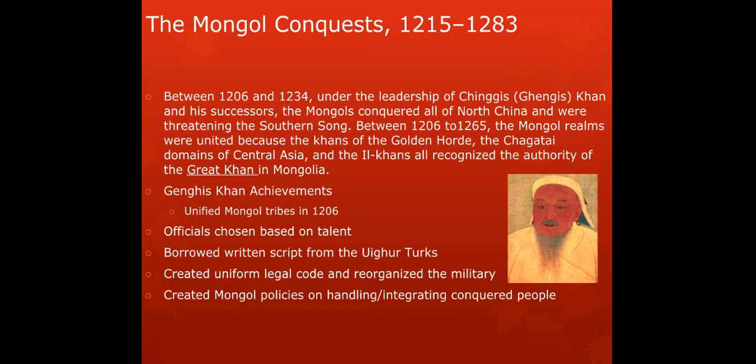Let's talk about it. Between 1206 and 1234, under the leadership of Genghis Khan, the Mongols conquered all of North China, and they were actually a threat to the Southern Song. And this is how the Southern Song do collapse. Khan was born Temujin, the son of a chieftain of a small band, and Temujin's mother was actually from a different society. She's from a different group, and there is some dispute over how she and Genghis's father came to be married.